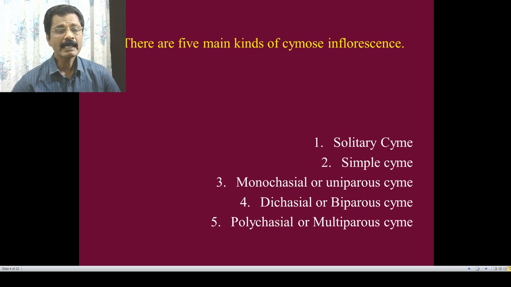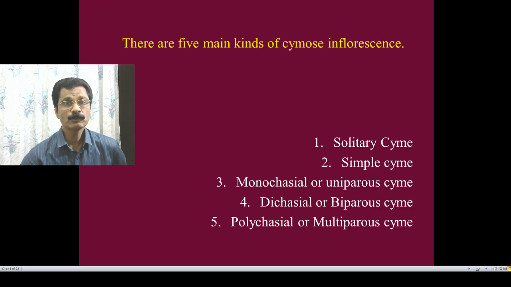Then there are five main kinds of cymose inflorescences. What are they? They are solitary cyme, simple cyme, monochasial or uniparous cyme, dichasial or biparous cyme, polychasial or multiparous cyme. These are the five main kinds of cymose inflorescences. We can see them one by one.